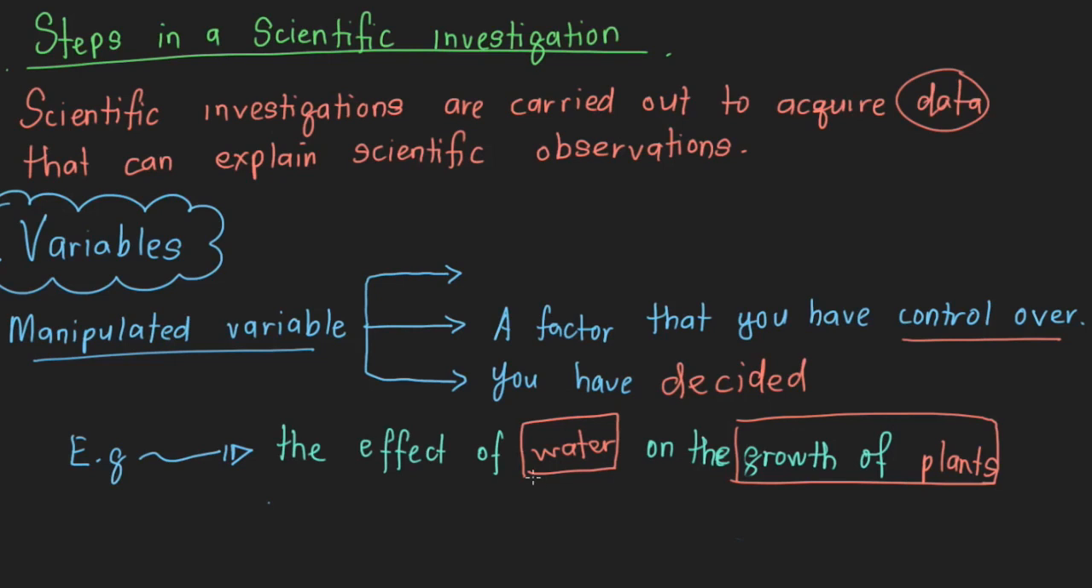Yes, it's water. Now, water is a manipulated variable because it is something that you have decided in the experiment. It is something that you have control over. So, for example, in this experiment, you can put your plants in less water, no water, or a lot of water.